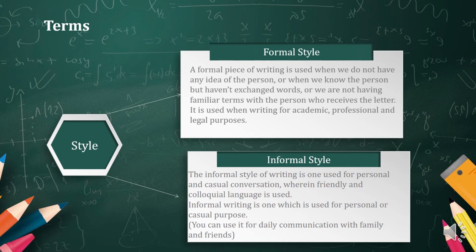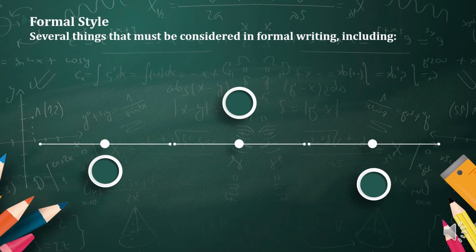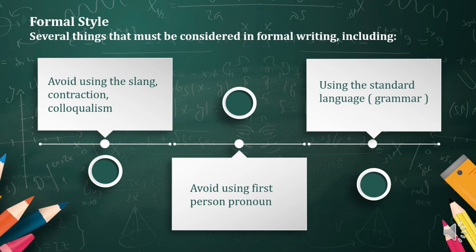Informal style is the style of writing which is used for personal and casual conversation, wherein friendly and colloquial language is used. Informal writing is used for personal or casual purposes. In formal style, there are several things that must be considered, including: first, avoiding slang words, contractions, and colloquialisms. The second is avoiding first person pronouns, and the last is using standard language grammar.